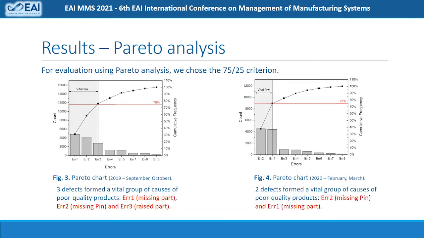For evaluation using Pareto analysis, we chose the 75/25 criterion, under which it is recommended to monitor in more detail errors for which the cumulative relative number reaches a value equal to 75%. The results obtained show that the situation in terms of product quality has improved over a number of months. Absolute error rates, except for error 2, decreased significantly. In the case of error 3, the decrease is by up to 68%.